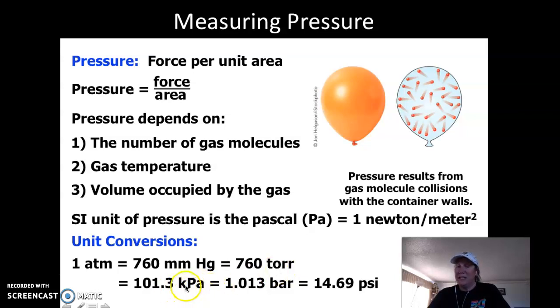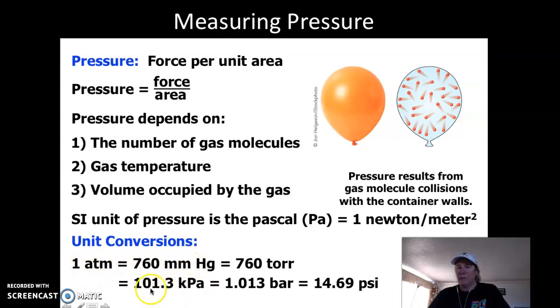If we want to do it in kilopascals, we can: 1 atmosphere equals 101.3 kilopascals, another unit that we can use. These are all pressure units. We have PSI, pounds per square inch. We have bars. These are all units, but they all equal each other. So if you have atmospheres and you need to change it to torr, you can just do a unit conversion, like we did with millimeters to meters and all that other stuff, because they all equal each other. But the most common one we use is atmospheres.